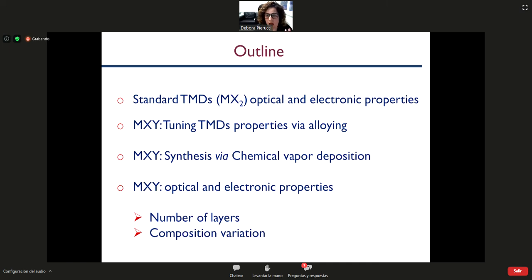We will see how we can obtain this alloy, in particular via chemical vapor deposition, and see the structural properties of this system. And we will also look at the optical and electronic properties of this ternary alloy as a function of the number of layers, and also the composition.